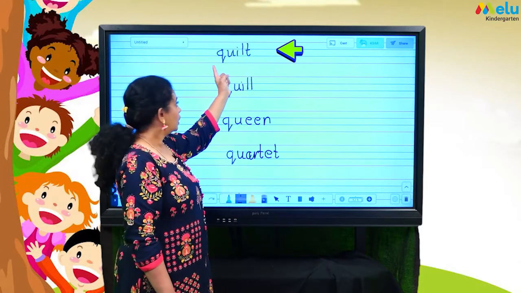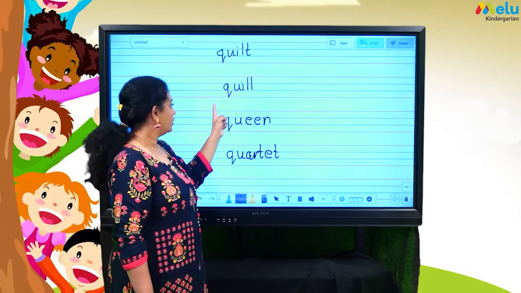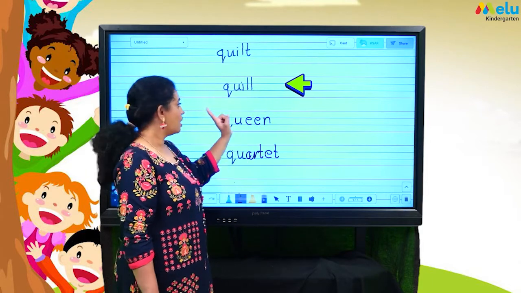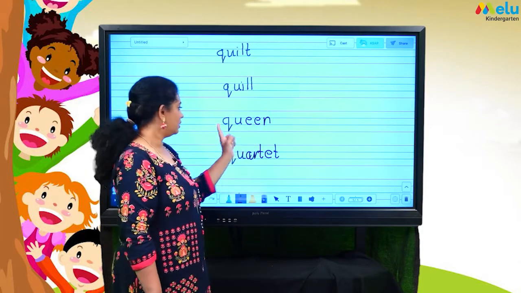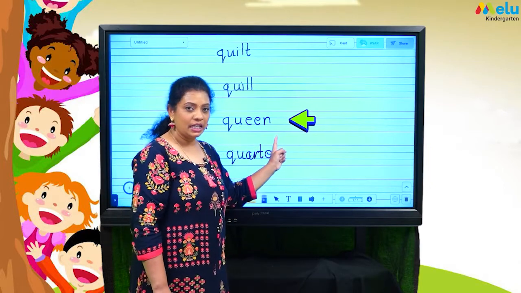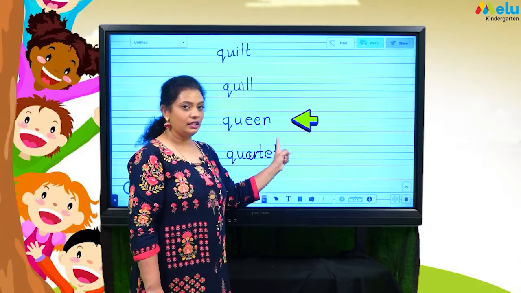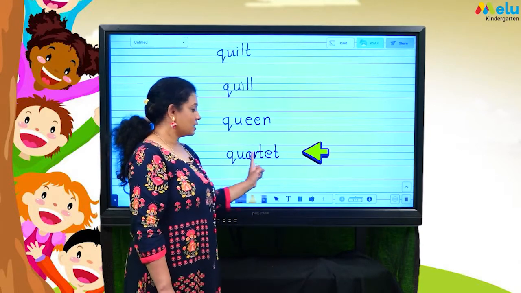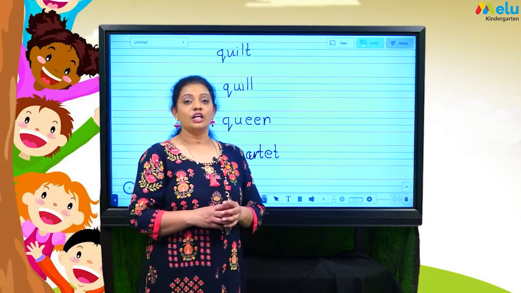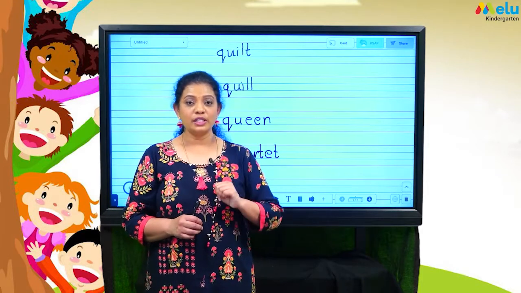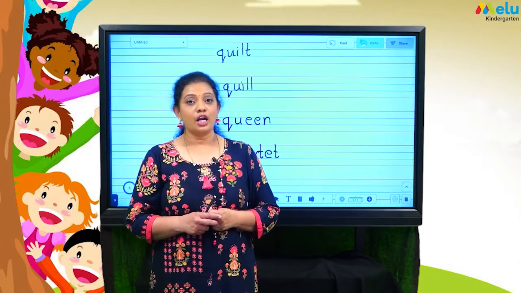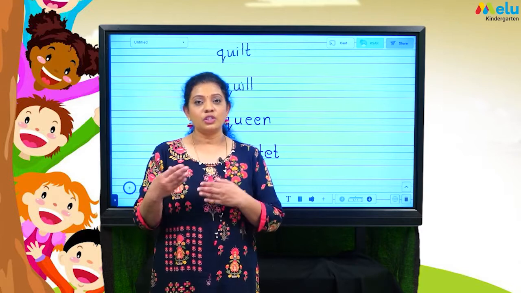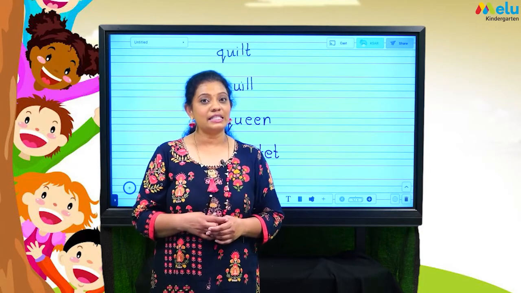Quilt. Quill. Queen. And quartet. Right, children? Now we have seen four new words that start with Q and understood the sound and how to divide into syllables. It is very easy, am I right?